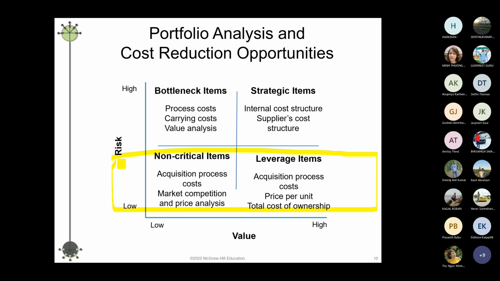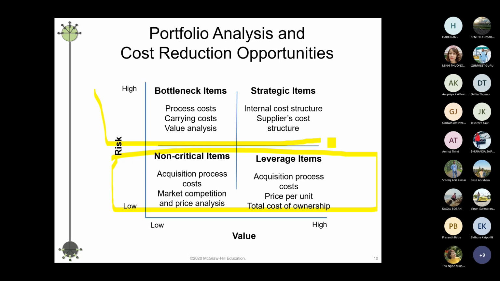There are lots of suppliers. You don't have any issue. So you should just think about how to reduce the acquisition cost and total cost of ownership. You may go with methods such as e-commerce or online selling to reduce the cost.